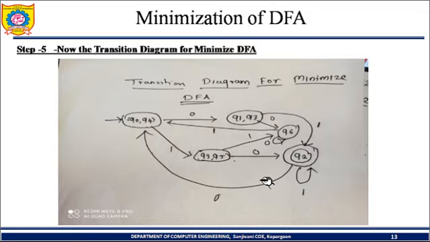This is the final minimized transition diagram. Here you can see only 5 states are there, whereas previously there were a total of 8 states. So these states perform the same function, like this. In the minimized DFA we have 5 states. So this is the procedure, this is the algorithm, and with the help of that we can minimize the given DFA.